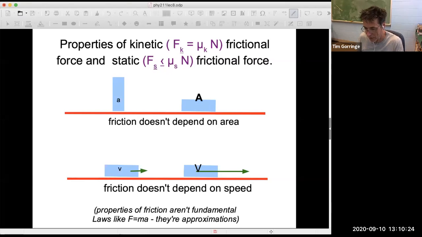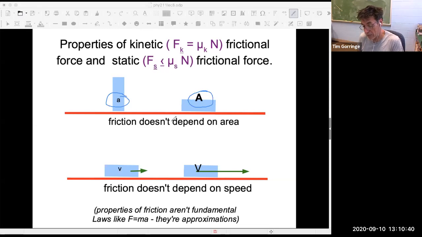That's what I tried to show you in this little cartoon here. This is a block with a small area in contact with the table, same block with a large area in contact with the table. Friction is the same in both cases.